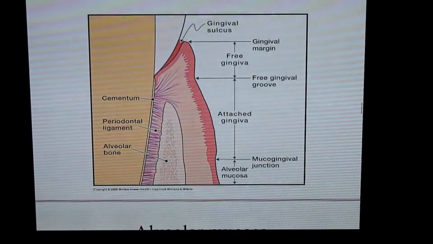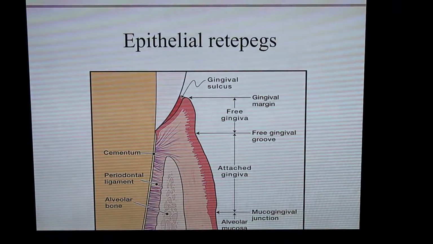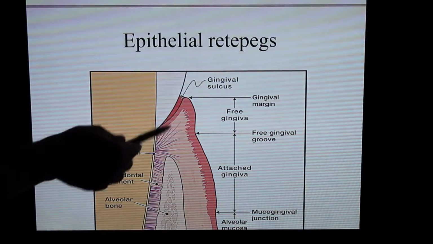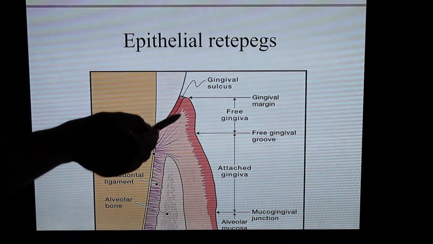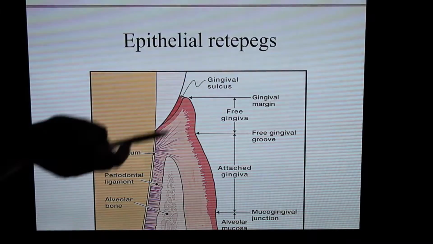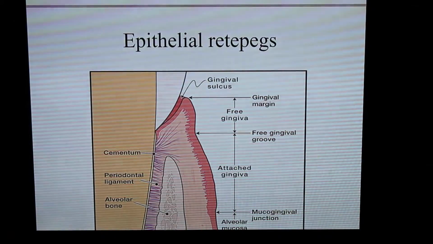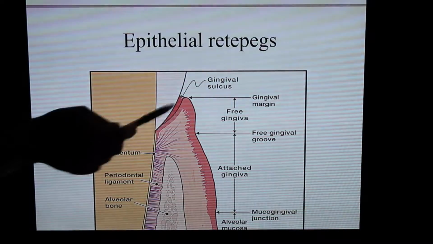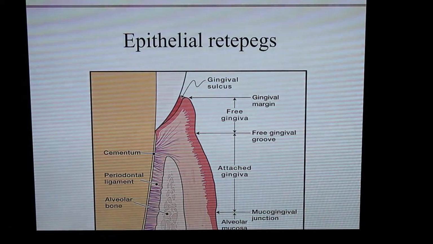Now you can see the epithelial rete pegs. They extend into the connective tissue, but note the point: normal junctional epithelium doesn't have rete pegs at all.